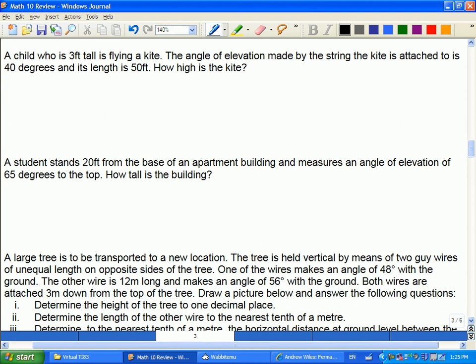Okay. So I'm going to walk you through these. I'm going to draw the pictures, but I'd like you to find the value, okay? So in this case, it says a child is 3 feet tall. So here's my 3 foot tall child. And let's say the angle of elevation is going up like this. And we know that 50 feet of cord has gone out. So I guess they have a fancy kite that as the string goes out, it tells them how far out it is. And it tells us that the angle in there is 40 degrees.